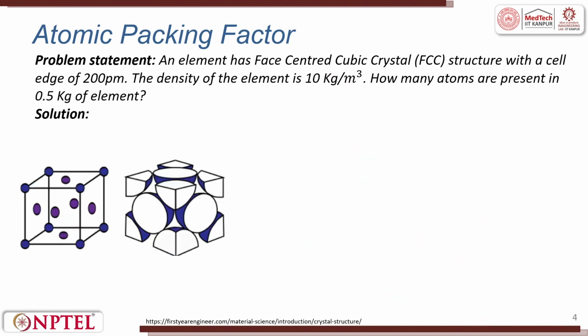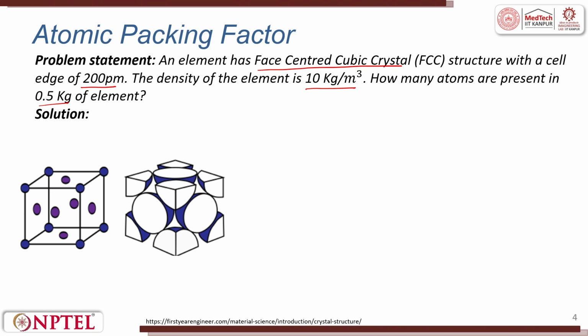Let me see another problem statement for the face centered cubic crystal structure with a cell edge of 200 picometer, density as 10 kilograms per meter cube, and the number of atoms present in 0.5 kg of the element are required. This will go in the same way as we did the previous numerical, only the point is here it is face centered cubic, and when we say face centered cubic, total number of atoms per cell is 4. We will multiply it by 4.